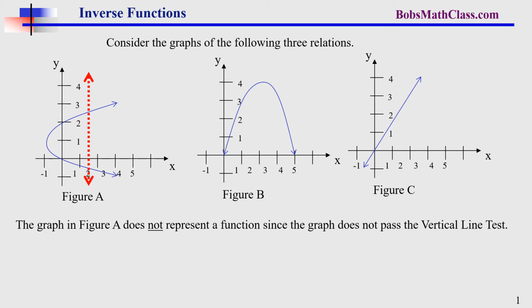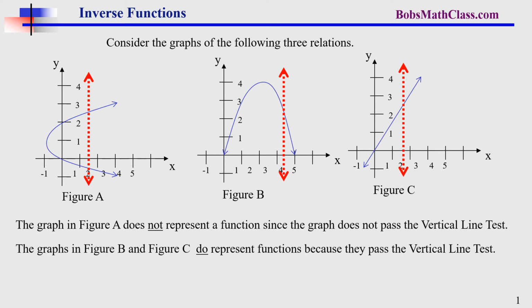However, look at figure B and C. Vertical lines will only intersect each of them one time, not twice. So the graphs in figure B and figure C do represent functions because they pass the vertical line test. So if a vertical line intersects a graph at more than one point, it's not a function.